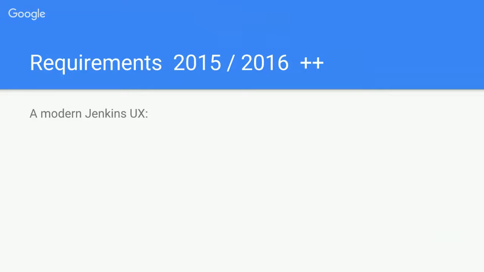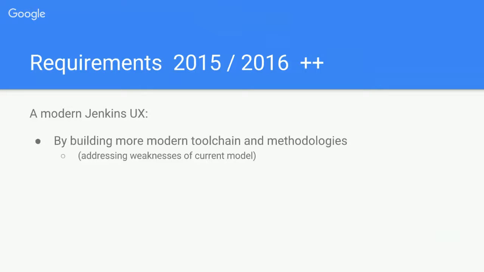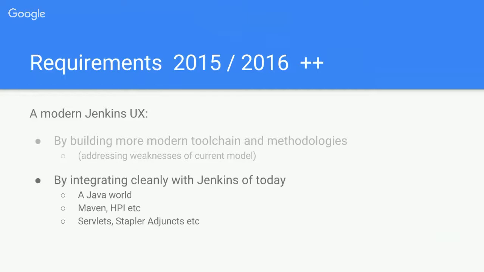So what we decided to do, thinking about how we were going to build a more modern Jenkins user experience, was build a more modern tool chain and use more modern methodologies around UI development in Jenkins. So basically come up with new tool chains and methodologies that solve the kinds of problems that exist within the tool chain that has served Jenkins so well to date, and develop new models that would help us go forward. Another thing we wanted to do, since it was obvious we weren't going to be able to reinvent Jenkins, was come up with a model that fitted into the Jenkins world and what was in Jenkins today.